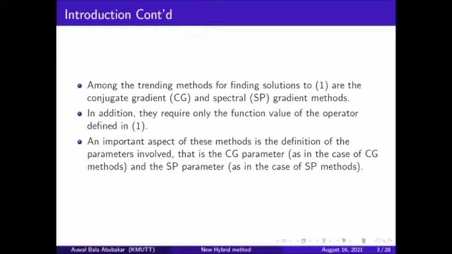Again, an important aspect of these methods is the definition of the parameter involved. What is much more important when dealing with CG and spectral algorithms is the parameter involved, which is either the CG parameter, as in the case of the CG methods, or the spectral parameter, as in the case of the spectral method. These two parameters are the focus of most of the research in this area. So people are trying to improve on these parameters so as to get algorithms that are more efficient and robust compared to existing algorithms.